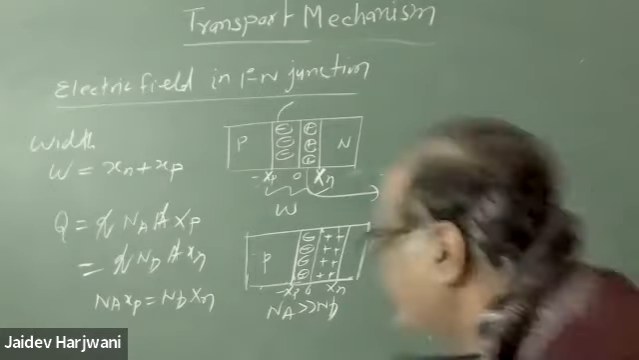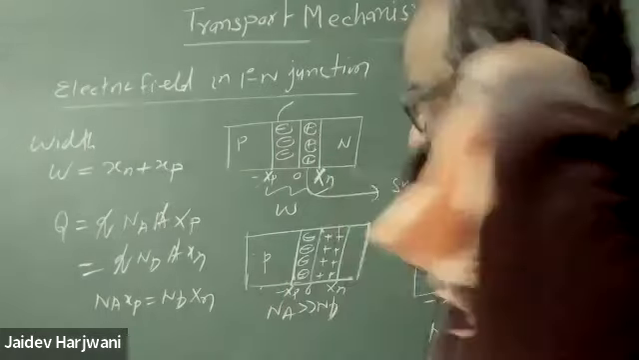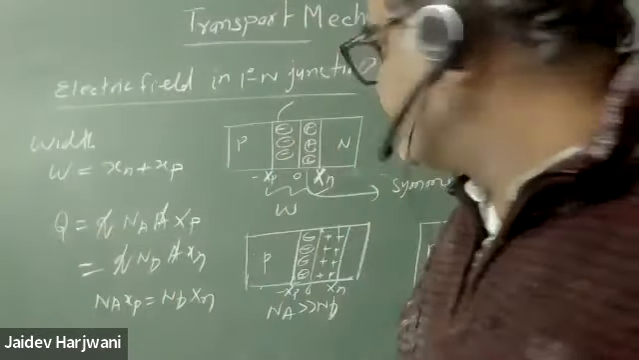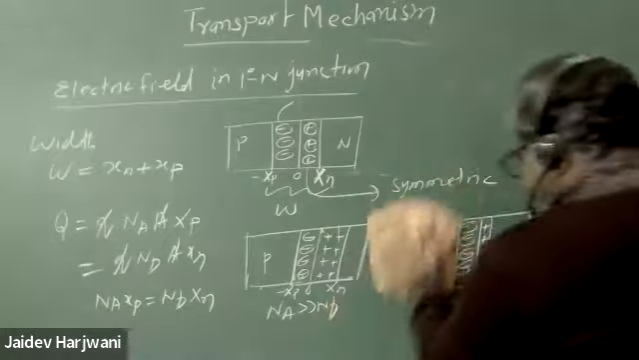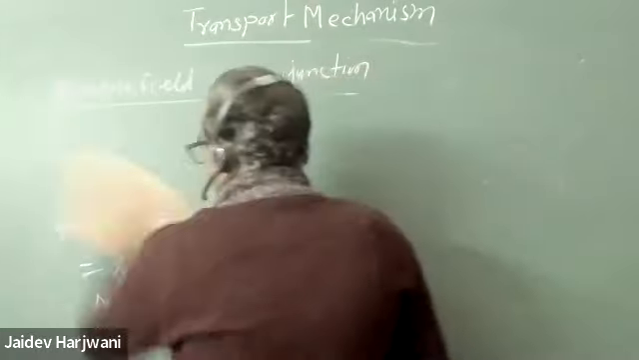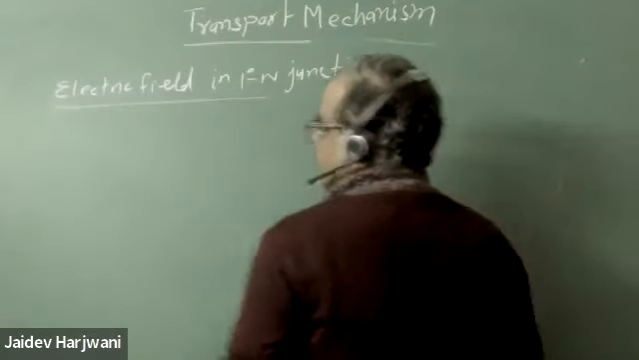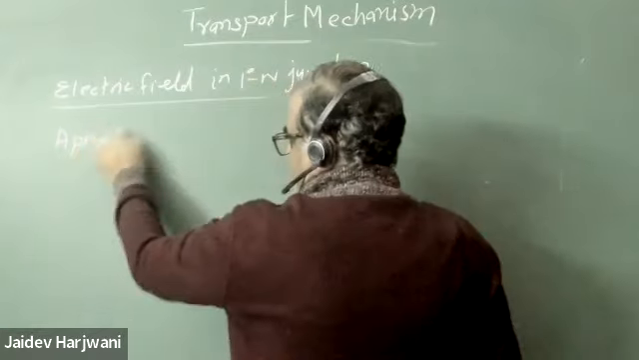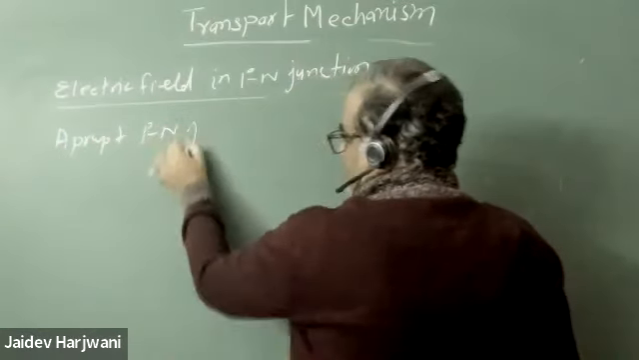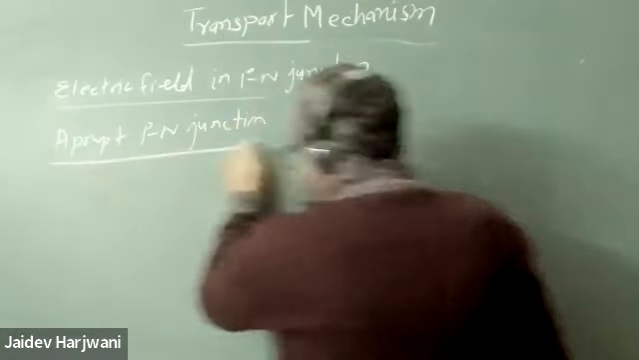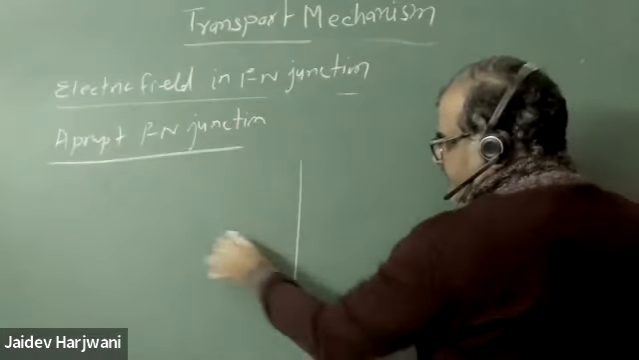So now let me write what an abrupt p-n junction is. Now I want to write the abrupt p-n junction. What is abrupt? Why do we call this junction an abrupt p-n junction? I call it an abrupt p-n junction because there is a sudden variation of charge density.